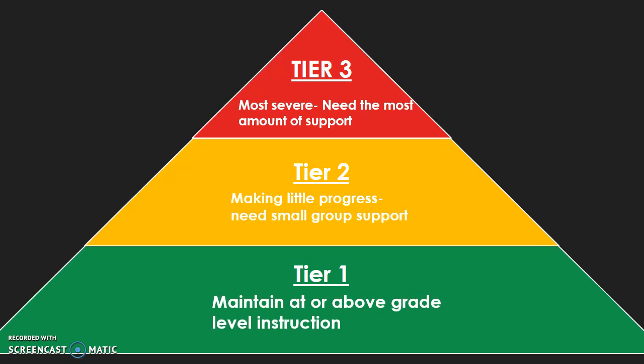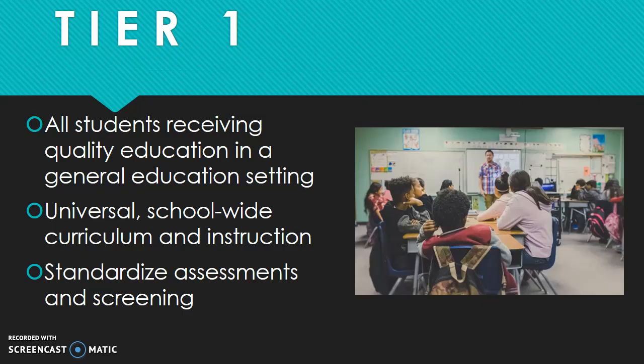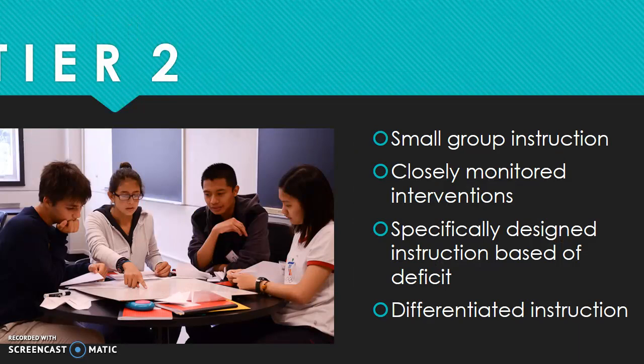So let's break down each tier a little more specifically. All students are receiving the grade level instruction based on what grade level they're in. It's a universal school-wide curriculum, a standard curriculum, and it assesses students based on their grade level. Tier 2, again, is the small group, specifically designed for students that are struggling. It's differentiated instruction, closely monitoring those students that are making little to no progress.